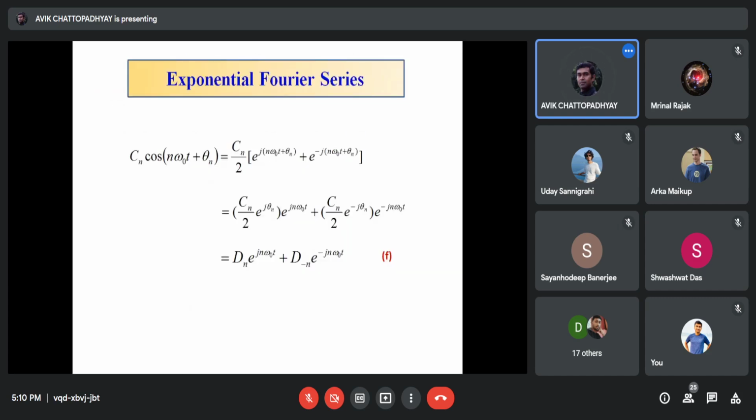Okay. So the exponential Fourier series I have already introduced. I don't think there is anything new in this context, but still it is in the slide, so I am going to share it with you. We already know the compact trigonometric form is this. We already know that.